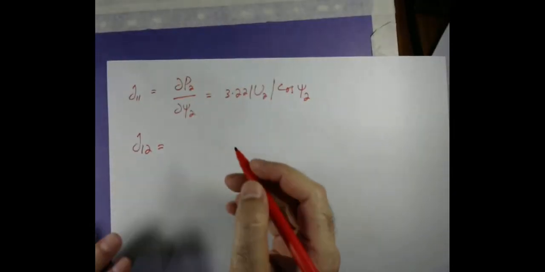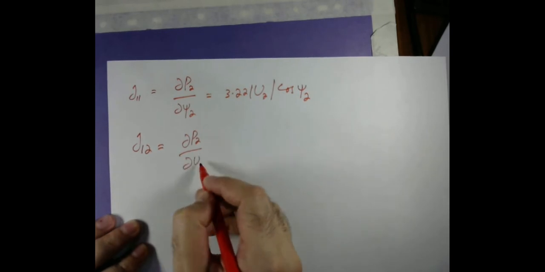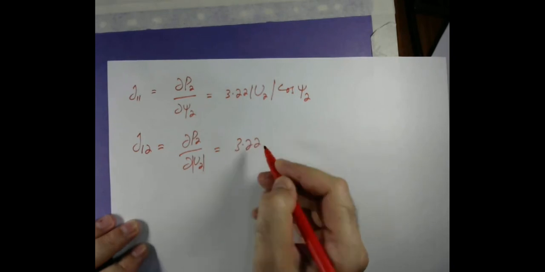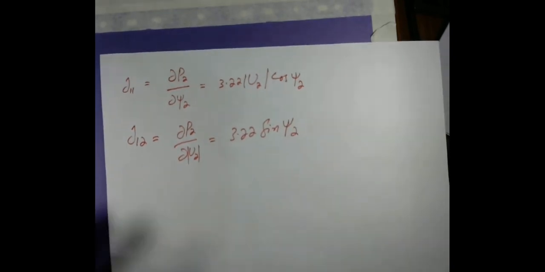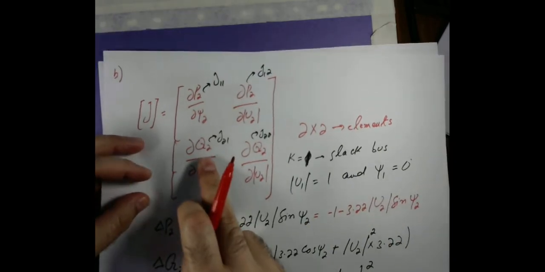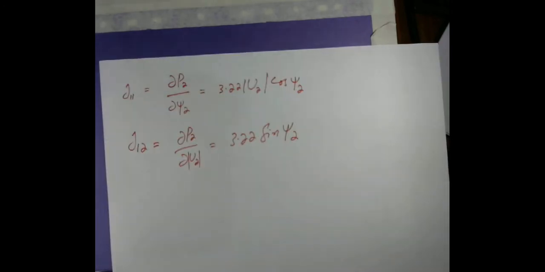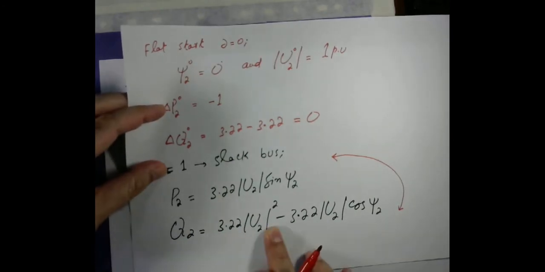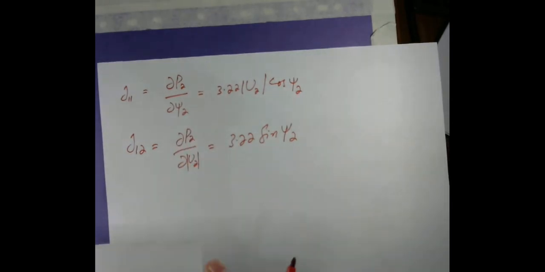So now that will be equal to the derivative of P2 with respect to U2 magnitude will become equal to 3.22 sine of psi 2. So similarly, the other derivatives can be taken. That is the derivative of the reactive power with respect to psi 2 and the derivative of the reactive power with respect to u2. And we know the expression for the reactive power. So using this expression and taking the derivative of q2 with respect to psi 2 and with respect to u2, you can do it yourself.